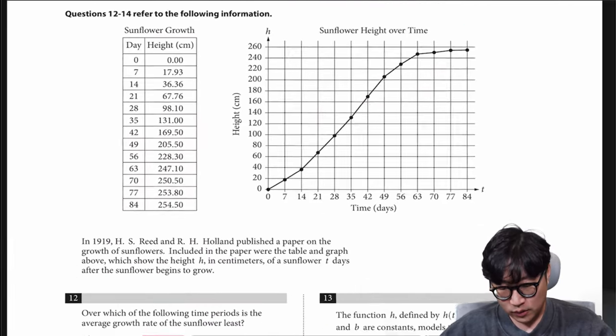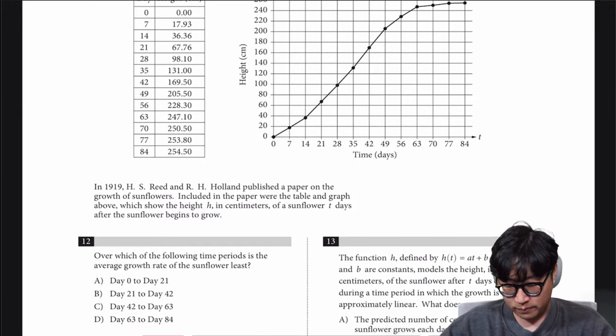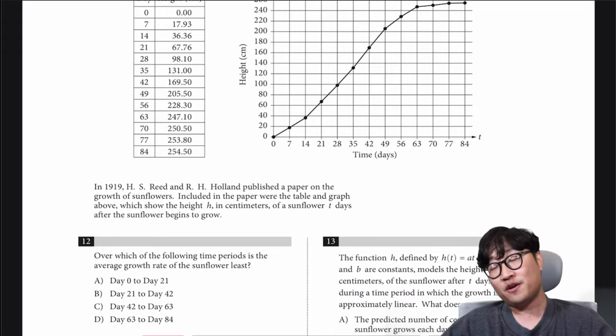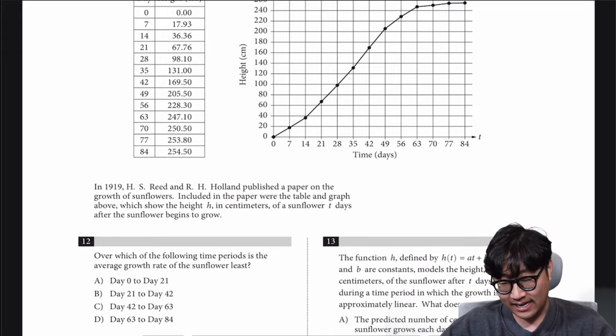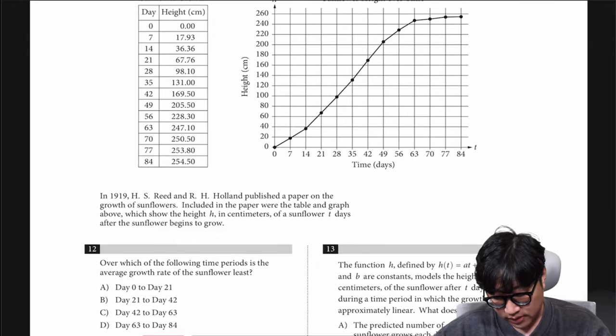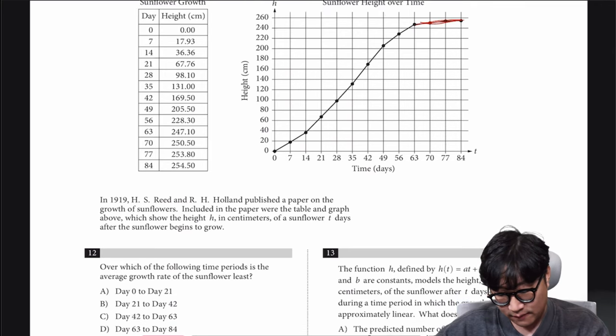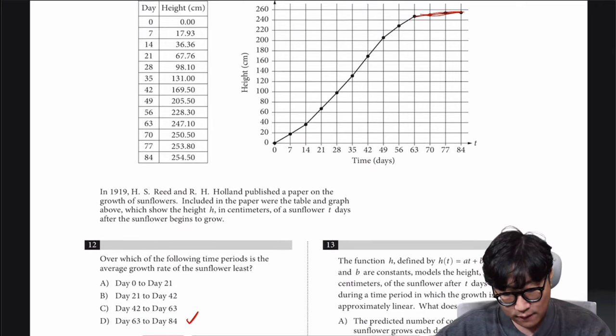Next, numbers 12 to 14 have to do with this graph. Number 12, which of the following periods is the average growth rate of the sunflower least? Like, where is the slope the flattest, right? It's not increasing that fast. So, let's go. 63 to 84 would be right there. That seems pretty flat, so I kind of like that.